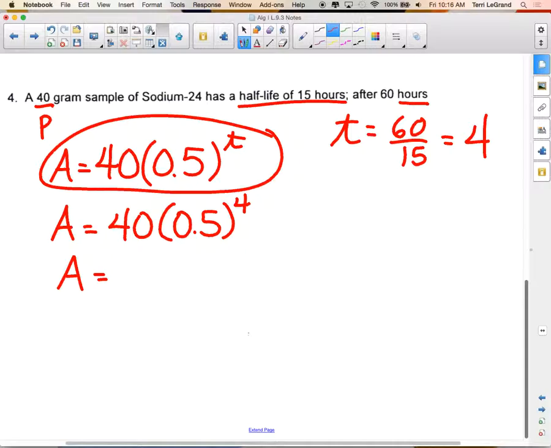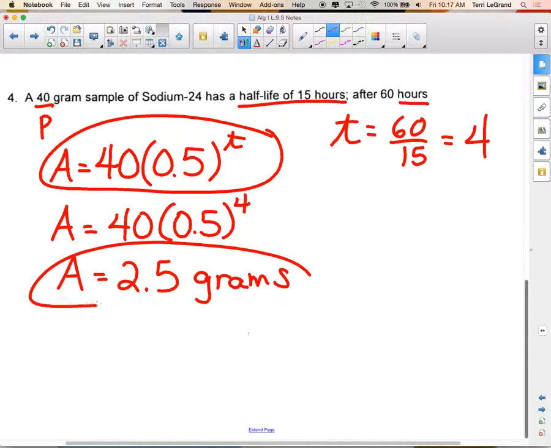Okay, I'm going to try this time to do this right. 40 after it goes through 1 half-life has 20 grams left. 20 after another half-life has 10. 10 after another half-life has 5. 5 going through that last half-life would be 2.5. Am I right? Yes. Okay, 2.5, and these are measured in grams also. There's our second answer. Yes, Josh?